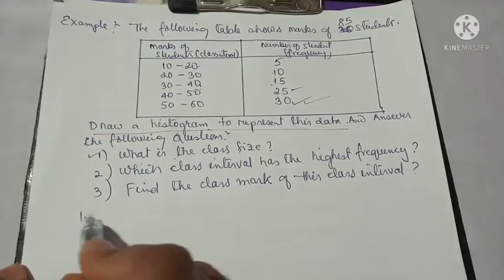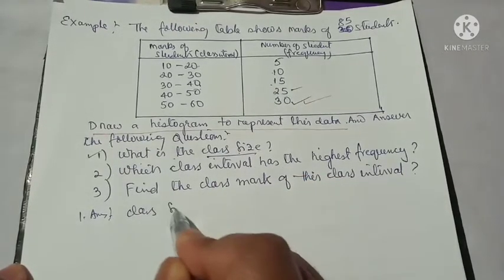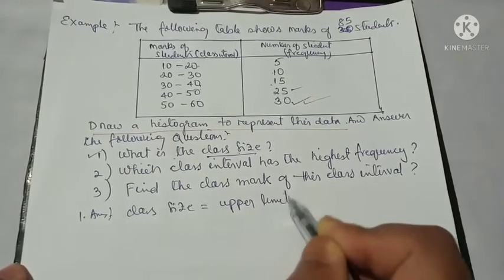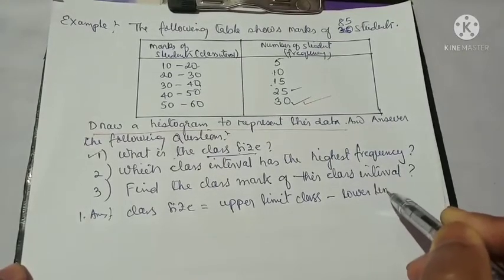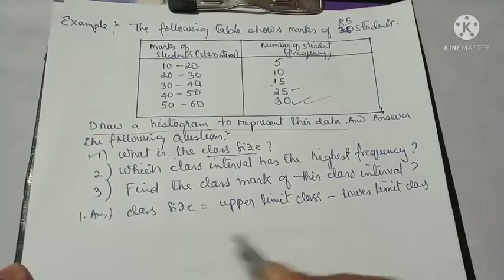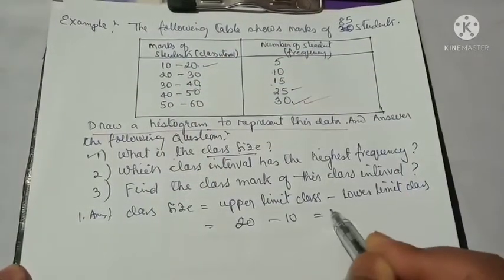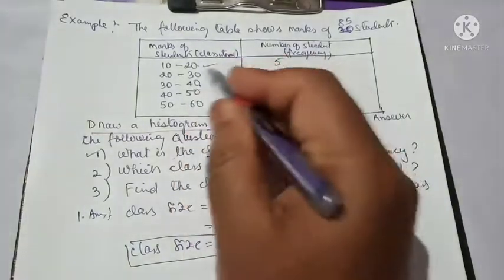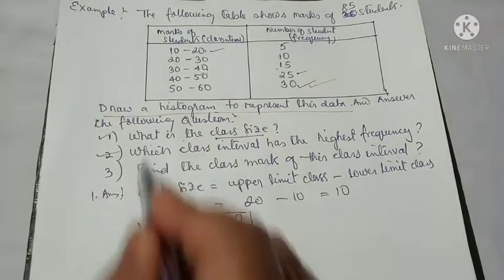The first one, first answer. What is a class size? Class size means upper limit class minus lower limit class. You can take any one. Upper one is 20, minus 10. What is the class size? Class size is 10. 10 is the class size of this given frequency table.